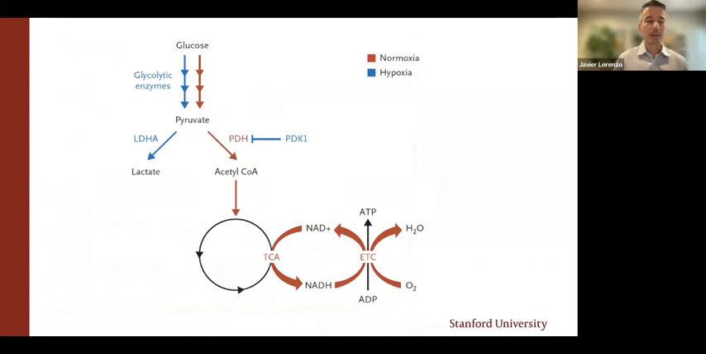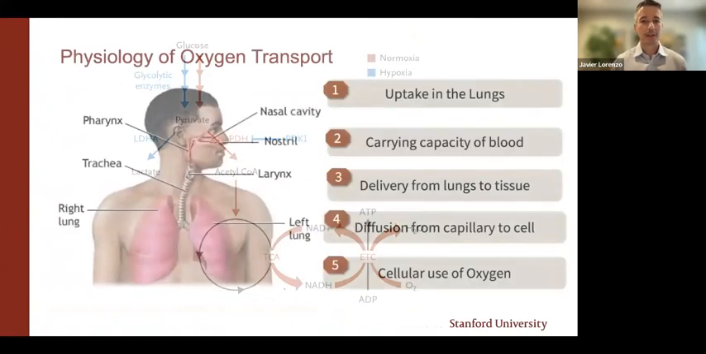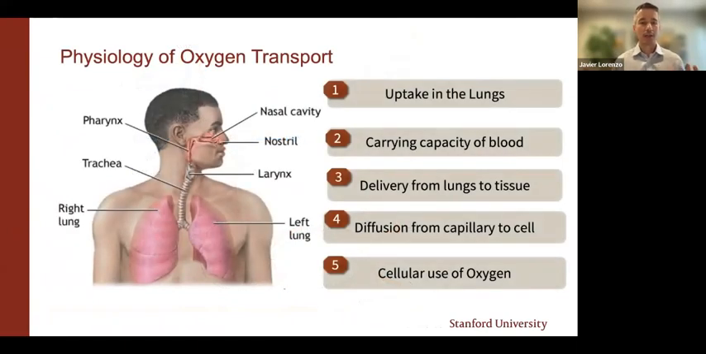And again, this is the reason why we care about oxygen transport. We want oxygen to go down this pathway, to be involved in the electron transport chain to maximize our ATP production. All right, so again, this is just another way of showing that oxygen cascade.